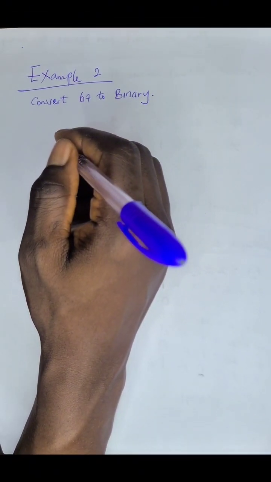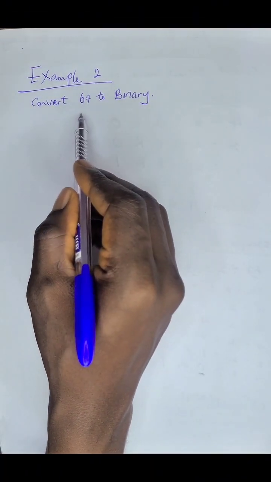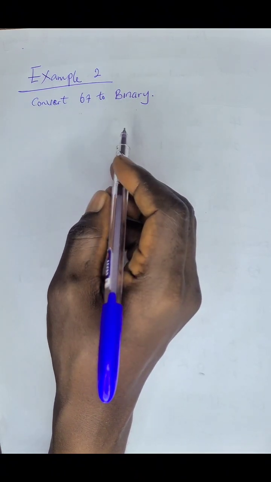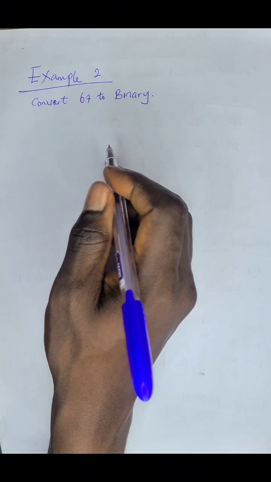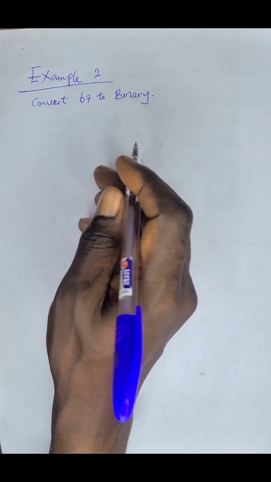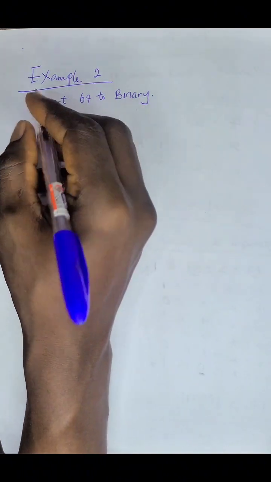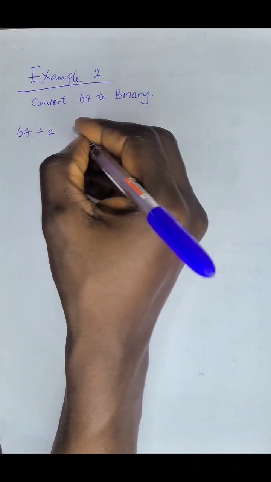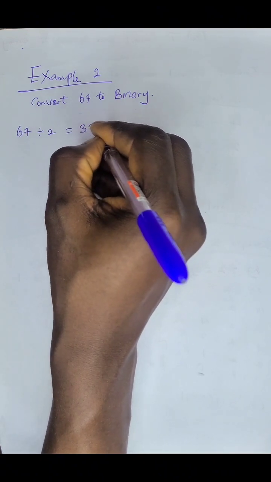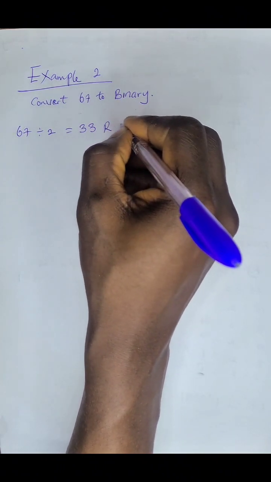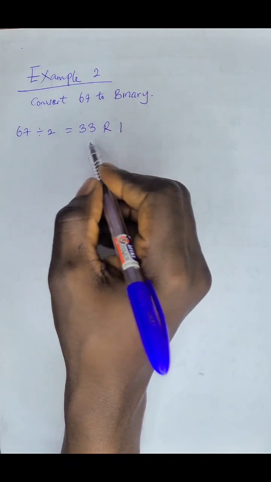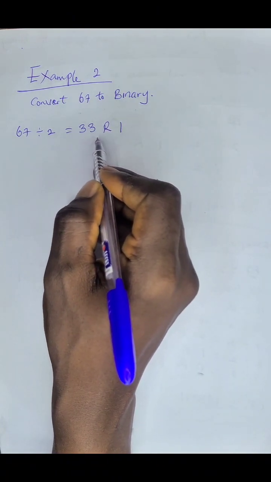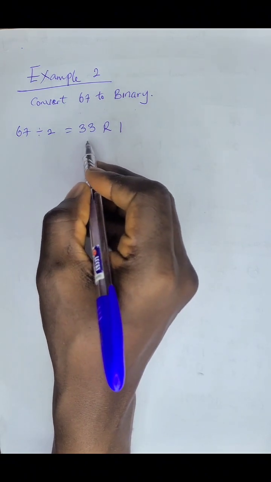All right, let's take another example. Convert 67 to binary. Like we said earlier, what you are doing is dividing it by 2 until you arrive at 0. Once your answer is 0, that is when you stop. So now let's take this example. 67 divided by 2 will give us 33, remainder 1. That means 2 can go into 67 33 times, remaining 1. Okay, let me just break this down for you.